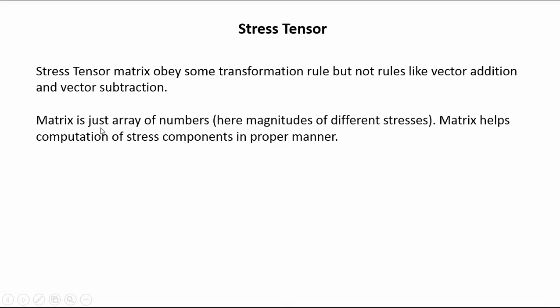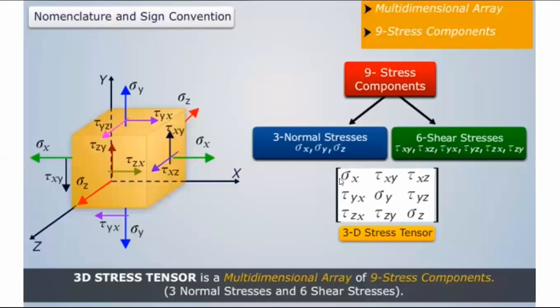After that, a matrix is just an array of numbers. Let us say we have different stresses with different magnitudes. Then the matrix helps computation of stress components in a proper manner. That means if you have to multiply one stress tensor with another, then this array of stresses is drawn in a matrix form, which will help us to solve the examples.